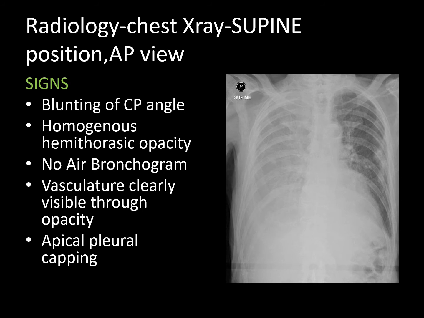Now, how to differentiate this opacity from underlying pneumonia? As we know, the air bronchogram, which is the hallmark of pneumonia, will not be present in cases of just a pleural effusion. And in cases of pleural effusion, we will be able to see the vasculature of the lung very distinctly through the uniform hemithoracic opacity. We will not be able to see the vasculature so clearly through the opacity if any parenchymal involvement is there, like consolidation.